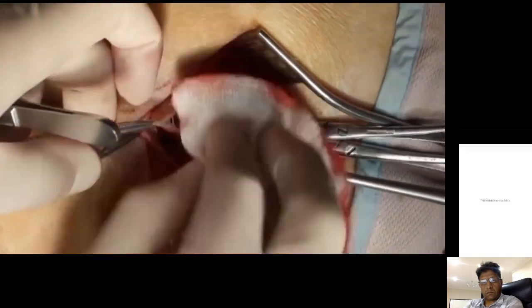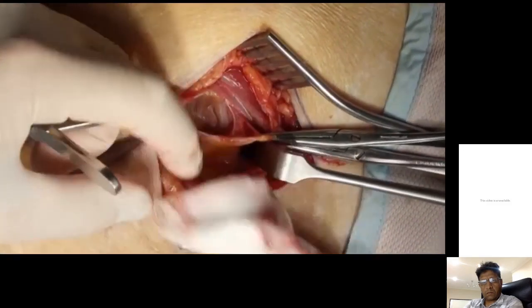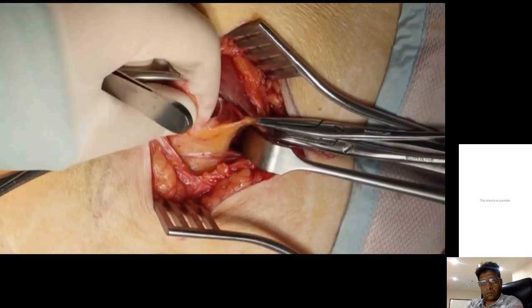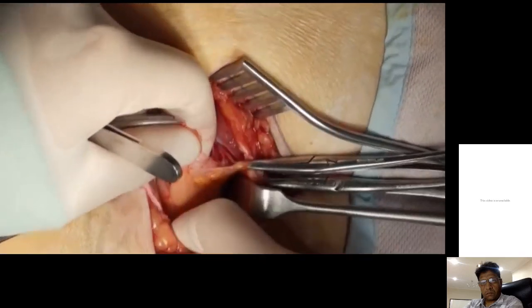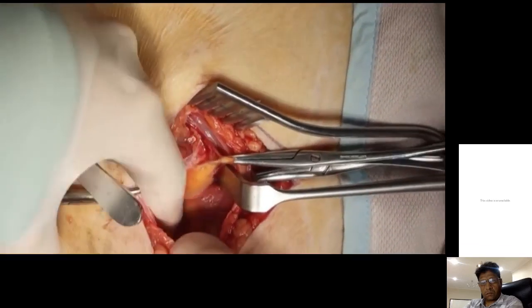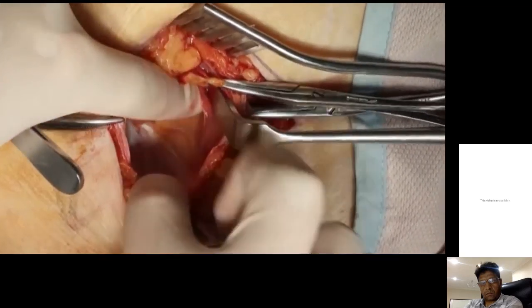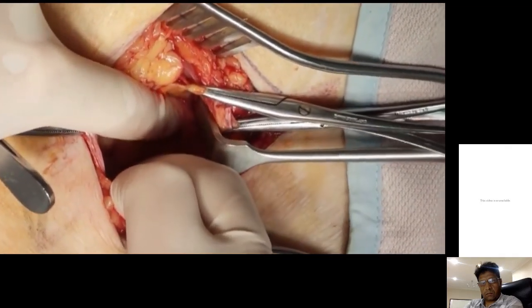Some people at this stage wouldn't have opened the peritoneum. They would try to manipulate the femoral hernia back in by going extraperitoneally. And you can quite clearly see where the extraperitoneal plane is, right under there. So we could approach it that way.